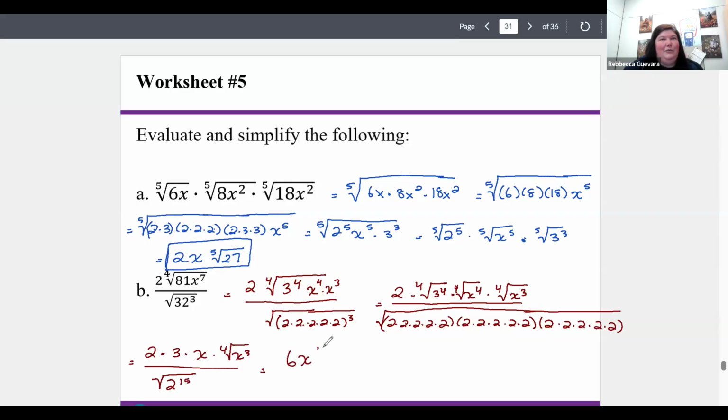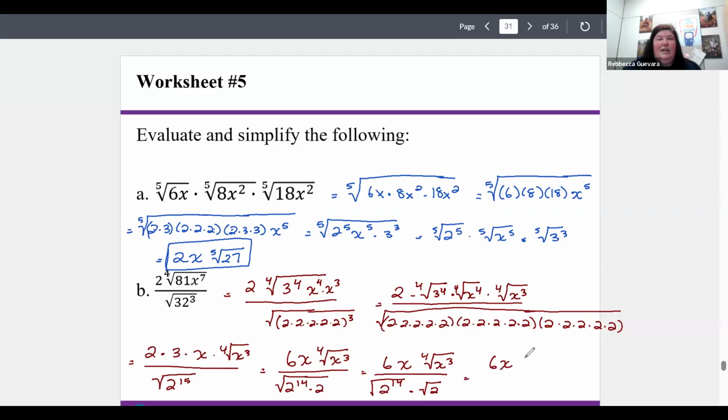So we have 6x times the 4th root of x to the 3rd on top. And then here, we have a square root of 2 to the 14 times 2. So the top hasn't changed at all. As a reminder here, we are going to take a square root of this because this is an even power. And remember that the square root is just going to be the power 1/2. And we'll have a square root of 2 here.